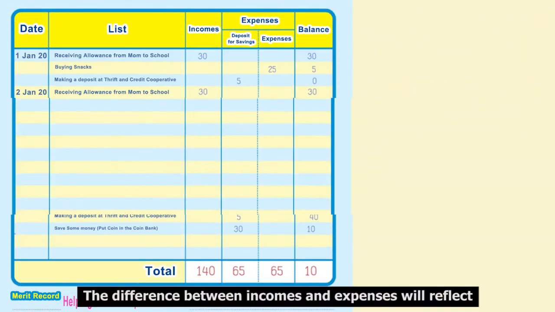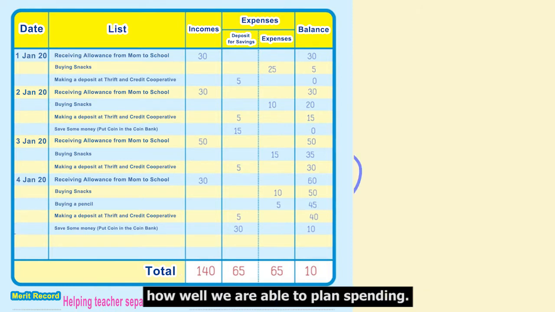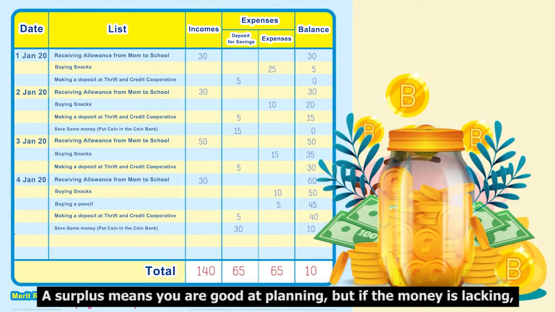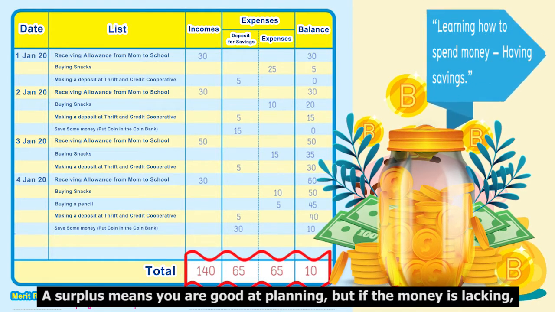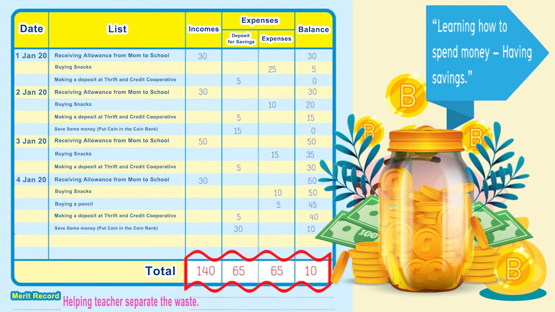The difference between incomes and expenses will reflect how well we are able to plan spending. A surplus means you are good at planning, but if the money is lacking, it is considered that we have to rearrange how we spend money.